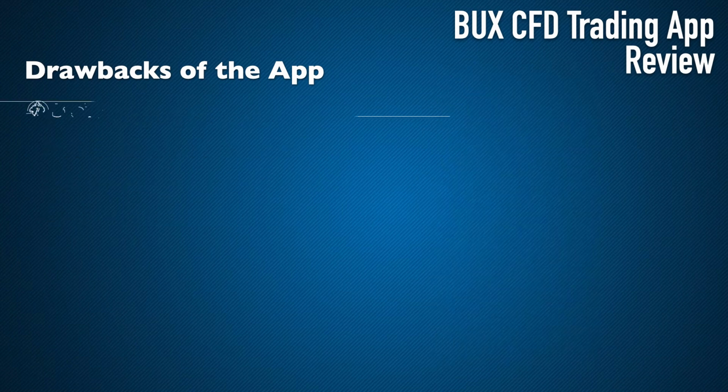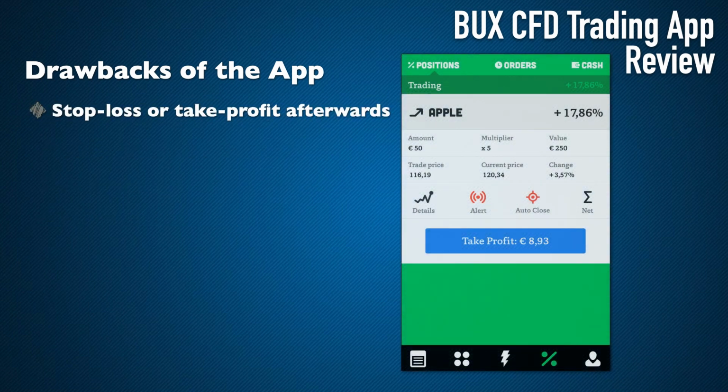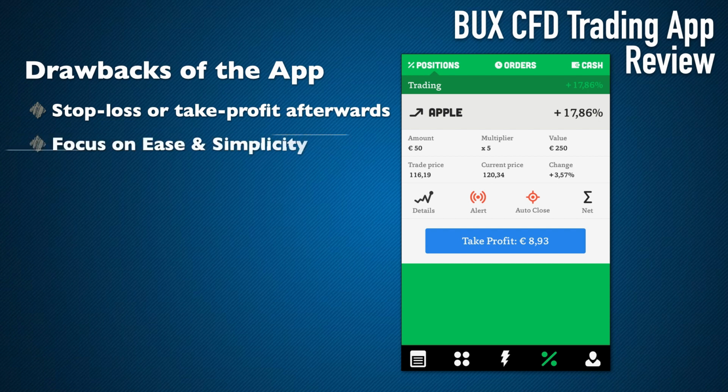Another minor inconvenience of the BUX app is the inability to place a stop loss or a take profit order while you're placing a buy or sell order. This has to be done after you've placed your order, and I suspect this was deliberately designed this way to keep everything nice and simple. This shouldn't be much of a problem, however it can lead to you forgetting to place the stop loss or take profit order.